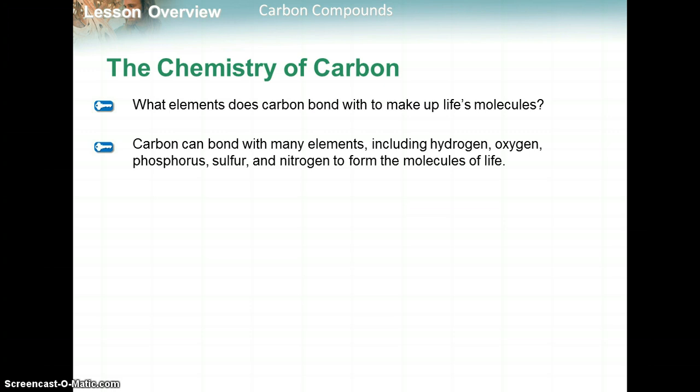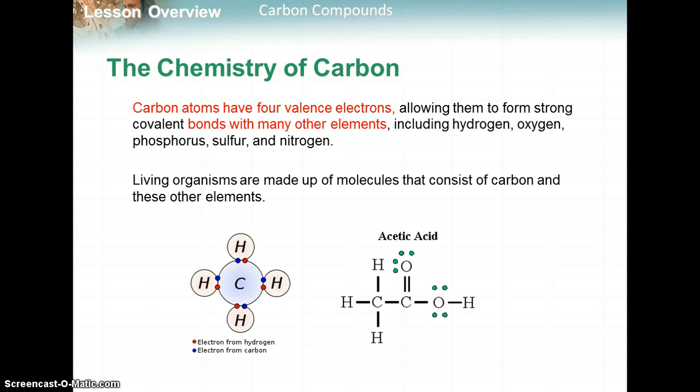Carbon can bond with many elements, including other life-based elements: hydrogen, oxygen, phosphorus, sulfur, and nitrogen, and we're going to see why. What's special about carbon is that it has 4 valence electrons. Valence electrons, which you'll learn about next year, are the electrons in an atom that are able to bond with other atoms. So carbon has 4 of these, which allows it to bond with many other elements.